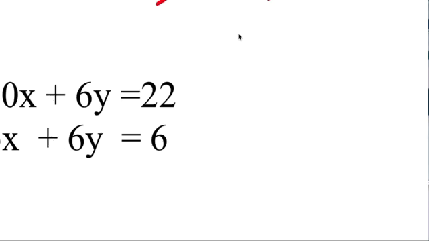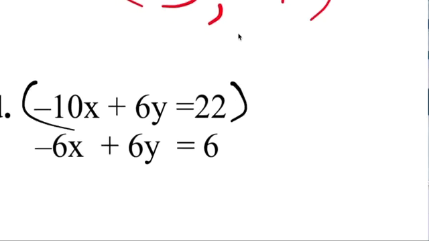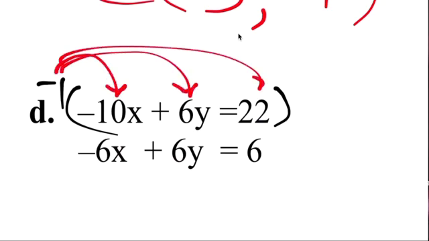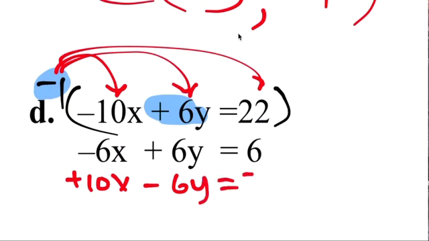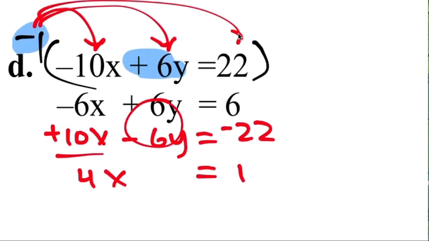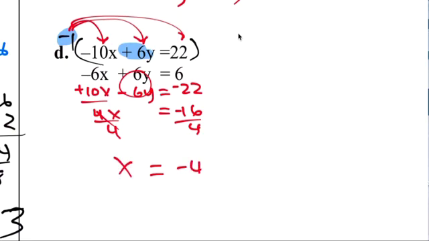Notice these two are the same, the y's. I'm going to make one of them a negative. It doesn't matter which one. I'll make the top one a negative. Keep the bottom one the same, by multiplying by a -1, right? Distribute, distribute, distribute. So you get positive 10x. That gets you a negative 6y, gets you a negative 22. That's 0 there. You get 4x equals negative 16. Divide by 4, you get x equals negative 4.